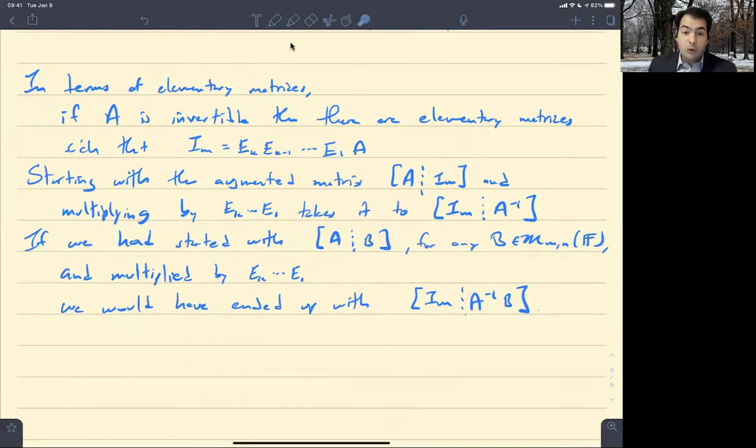Notice that's what we do when we solve a system of linear equations. If A happens to be invertible and you augment just with one single column, then the answer you find, which is the unique answer in that case, is A inverse times B.